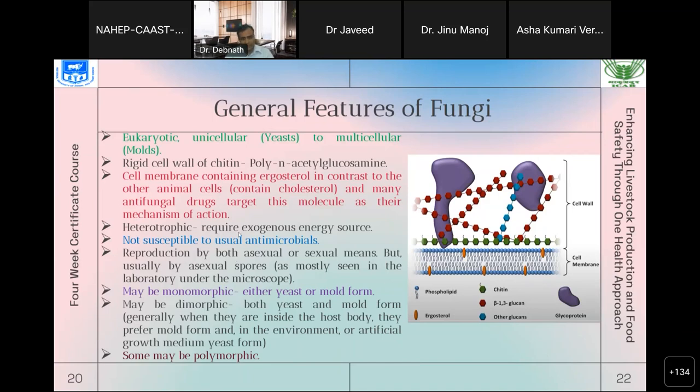Now, they are heterotrophic. Like the animals, they also need an exogenous energy source. They cannot produce their own food. They do not have any chlorophyll. They are not susceptible to usual antimicrobials. So antibiotics generally do not work on them. Reproduction is by both sexual as well as asexual means, but the asexual form is mostly seen. They may be monomorphic, that is, either in the yeast form or in the mold form, but some fungi exhibit dimorphism, meaning the same fungus can be either unicellular or multicellular. That is also possible. These are some general features of fungi.